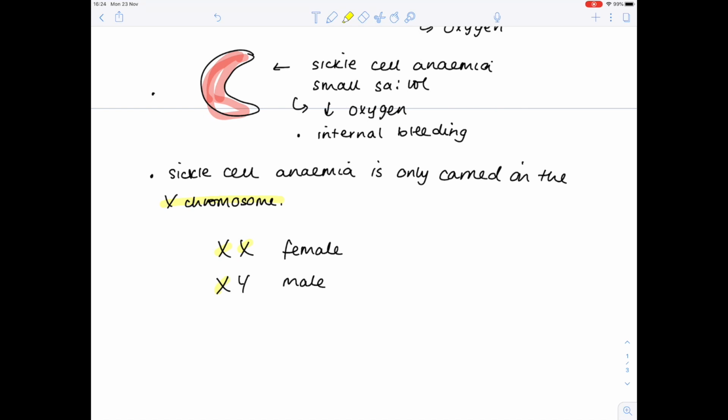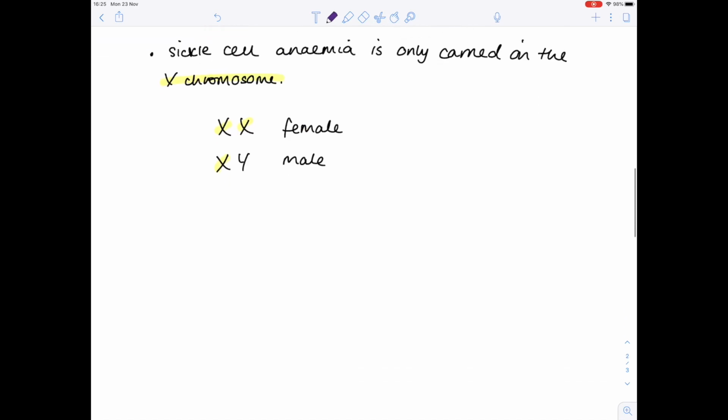So if we look at the combination of alleles which result in sickle cell anemia, let's have a look now. So here's one female, and you're going to use the letter h to represent sickle cell anemia, and I'm using the lowercase h because it's a recessive disease, as I've already mentioned, and I'm going to use the uppercase H to show someone who is healthy.